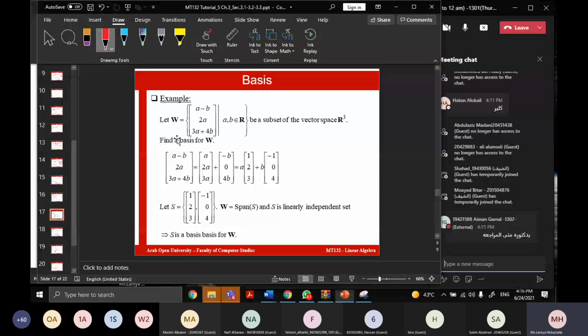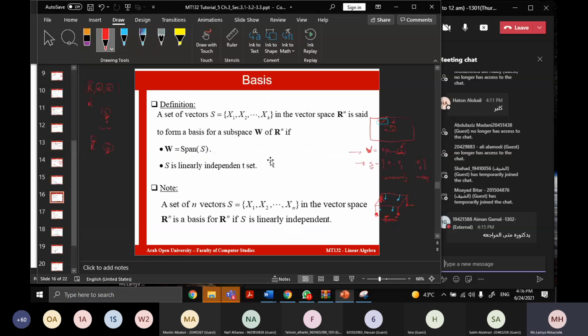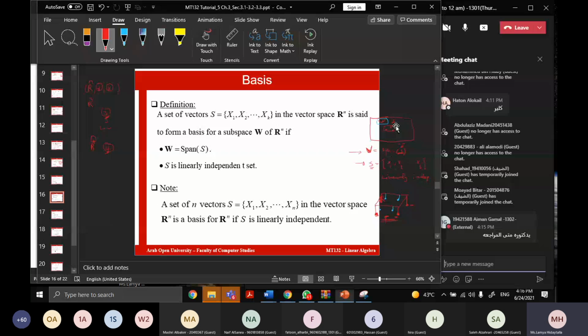طيب okay, let's see here. W is this set. We had it before here. Same element set here. طيب. Be a subset of the vector space R3. Find the basis for this W. Okay, now W is part. We generate it from this. It's a part, not all Rn.